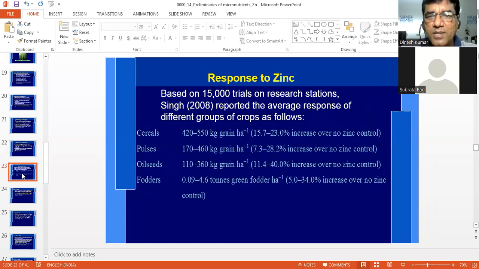Based upon 15,000 trials on research station, zinc reported the average response of different groups of crops. Means if you apply zinc, how much is the change in the yield? So there were several trials. Out of 15,000 trials, he averaged the data and saw in cereals, 420 to 550 kg grain per hectare increased due to application of zinc. That is, optimum level of zinc was used. Similarly, in pulses, oilseed, fodder. This slide shows that zinc response is being obtained in almost all kinds of crops in India.